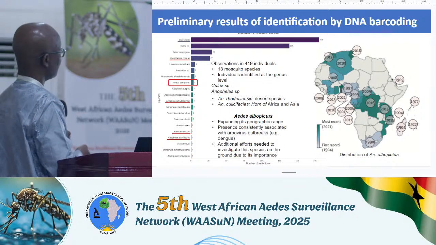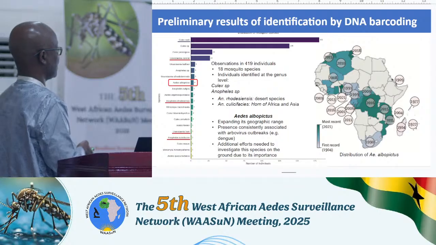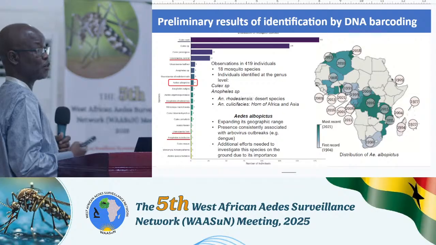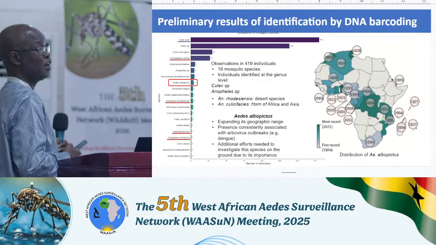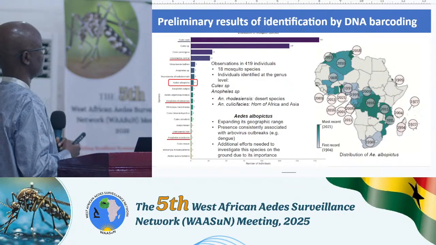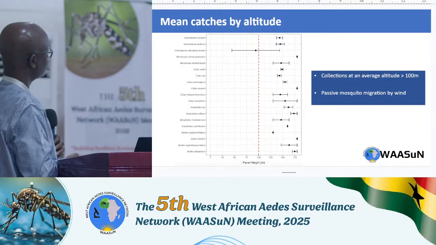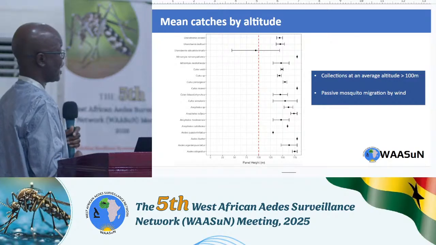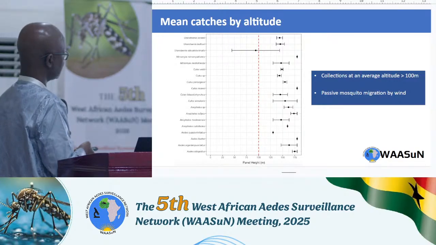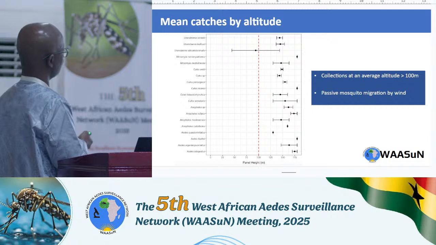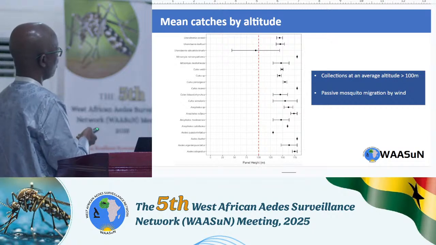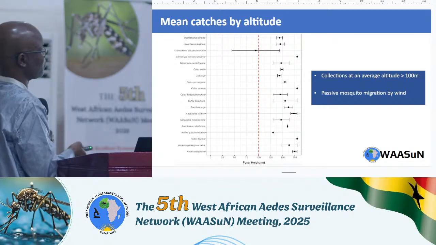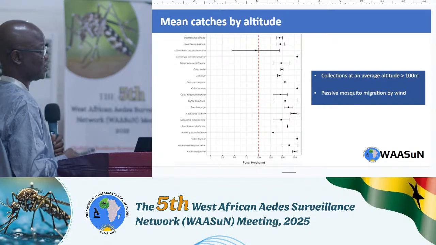And as a conclusion, we need additional effort to investigate these species, mainly at the ground level, as even in all the surveillance activities, we never collected these species. And when we look at the mean height where the mosquitoes were collected, we see that except this species, Aedes abdominalis, all the species were collected above 8 meters, which means that this is probably because of passive mosquito migration by land.